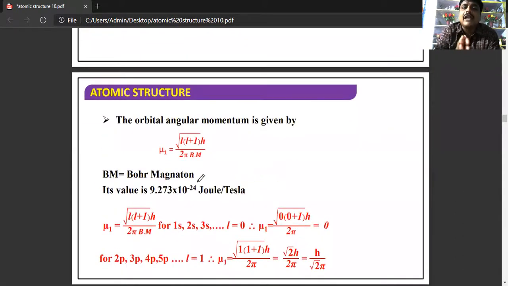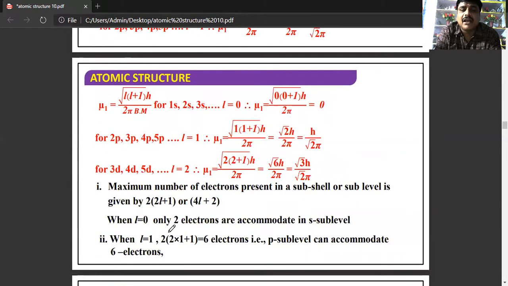The orbital angular momentum is given by the formula mu is equal to root of L into L plus 1 into h by 2 pi BM, where BM is the Bohr magneton. Its value is 9.273 into 10 power minus 24 joule per Tesla. So that is the value.